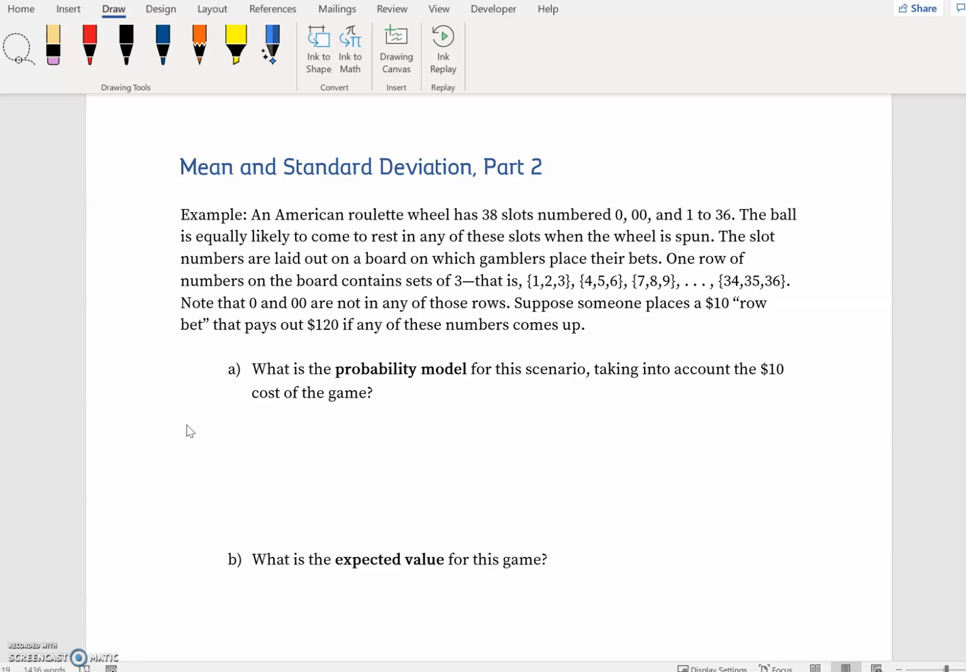Let's take a look at a couple other mean and standard deviation examples. In this case, we're going to look at roulette. An American roulette wheel has 38 slots. There are the numbers 0 and 00 in addition to the numbers 1 through 36. You may want to look up what a roulette table looks like just to get a sense of these types of problems. It might help.